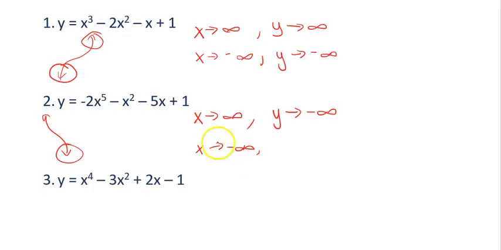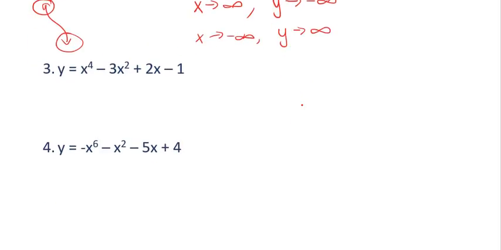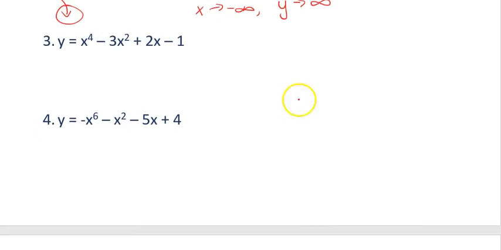Then as x goes to negative infinity, what's happening? That's the left side of the graph. We're going to look at that. That arrow is pointing up. Our y's are going up to positive infinity. Alright, this will be a good time to pause and look at 3 and 4 if you can do that. See what you think. And if not, I'm going to continue on.